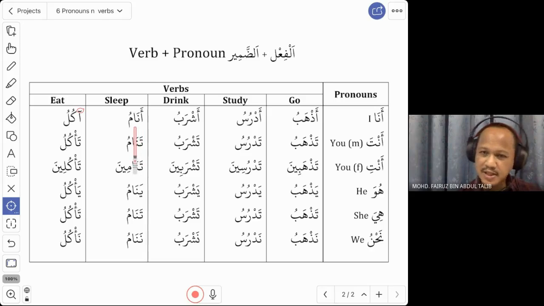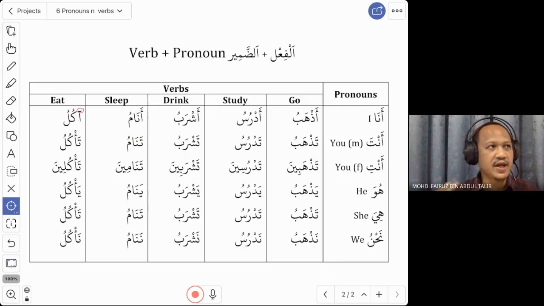Anam, I sleep. So maybe you can make a simple sentence. For example, you want to say, I sleep in the room, or I sleep at night. Just a simple sentence. Okay. Ana, and then you go to the dictionary and find how to say at night, or how to say in the room. Anam fi ghurfa. Okay. So we are going to learn all these words. Don't worry. And the last one, akul, I eat.